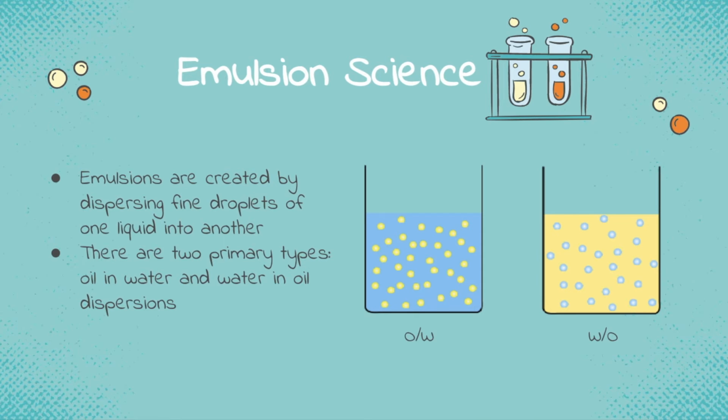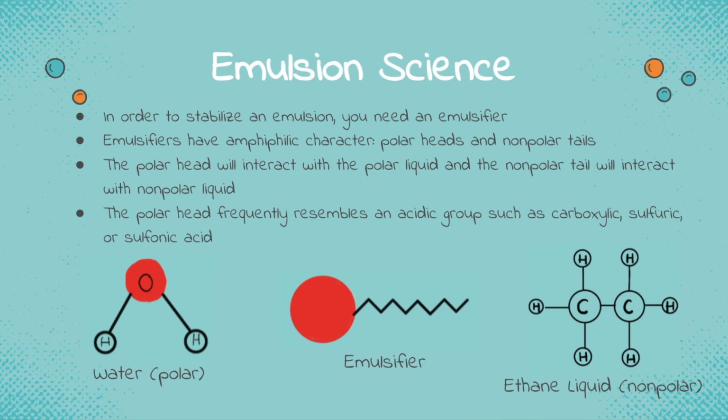The first is oil and water dispersion, where fine droplets of oil are dispersed in a continuous phase of water, and the second is water and oil dispersion, where water droplets are dispersed in a continuous phase of oil. Milk is an example of an oil and water emulsion, and butter is an example of a water and oil emulsion. Now, if you want to stabilize your emulsion, you'll need an emulsifier, also called a surfactant.